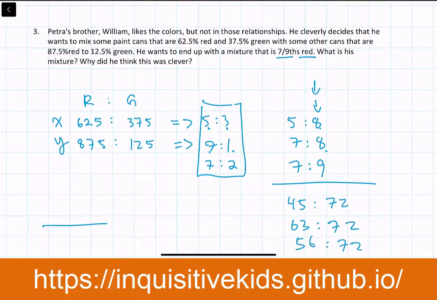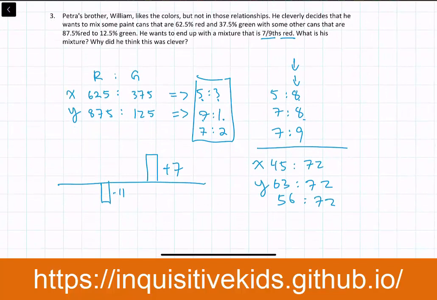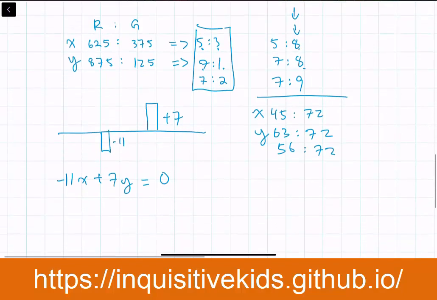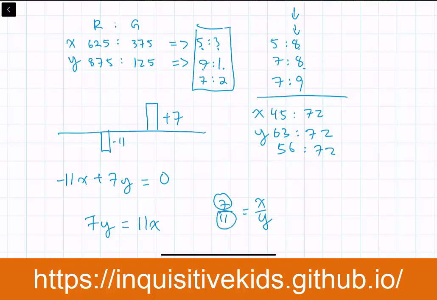We could go ahead and draw out our diagram. If it's mixture X, we have minus 11. If it's mixture Y, we have plus 7. When we write out our equation, we get minus 11x plus 7y equals 0. So then 7y equals 11x. And when we get our ratio, we have 7 over 11 equals x over y. So then there must be 7 portions of x and 11 portions of y.